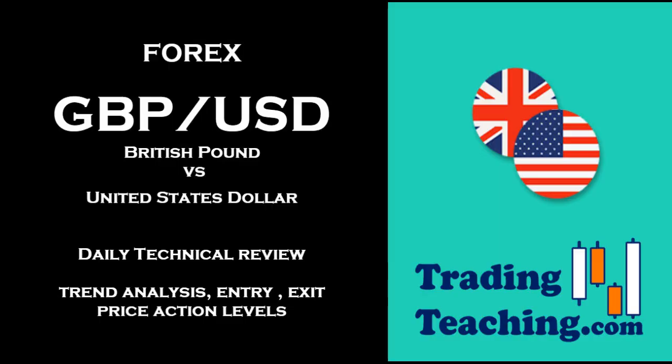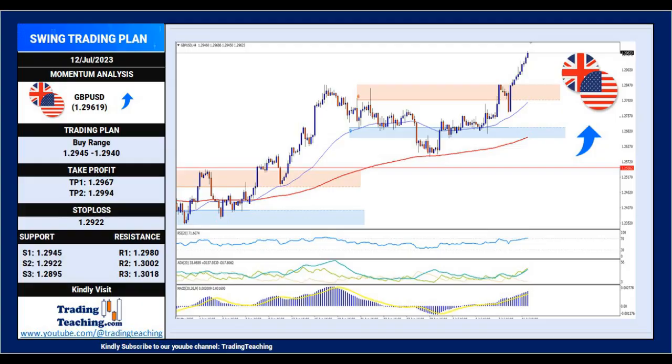British pound versus US dollar technical view. The current GBP/USD price is 1.29619. The technical analysis forecast for the next 2 to 3 days suggests a favorable upward trend. The 1.2945 to 1.2940 price zone is a good area to buy, with an expected upside of 1.2967 and 1.2994. If market behavior changes, stops should be placed at 1.2922 to control the risk.